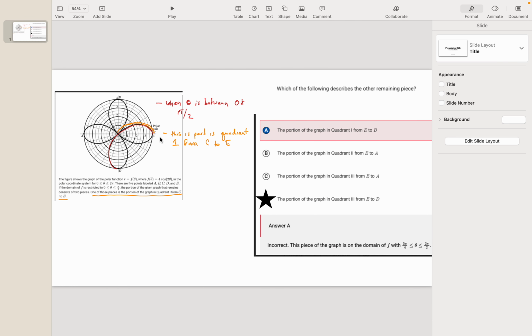So I color-coded this a little bit. This red piece is exactly what we just saw on the graph, right? That's when theta is between 0 and pi over 2, is the red piece. It says one of those pieces is from C to E, so I put that in orange. And then it says what piece is remaining. Well, the piece that's remaining is from E to D, right? And so that's what happens when we're just looking at that section of the graph.